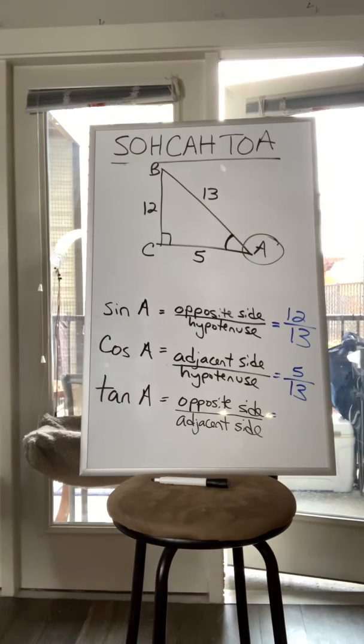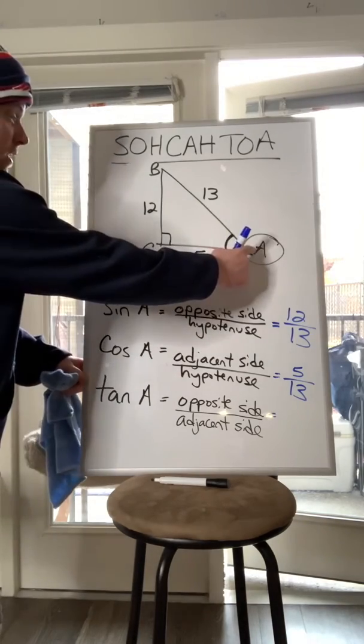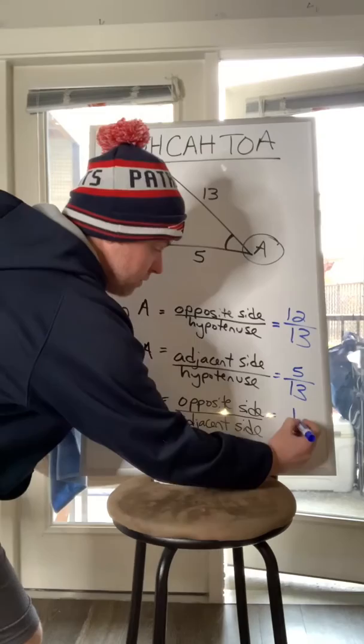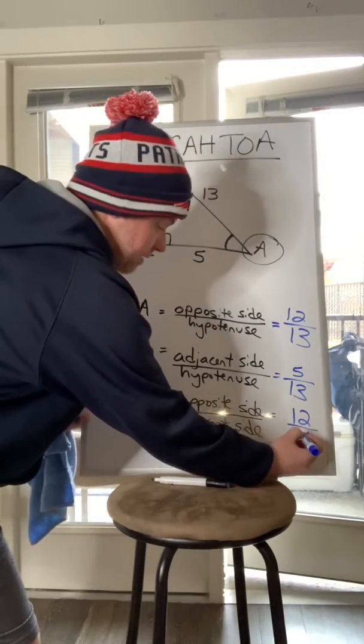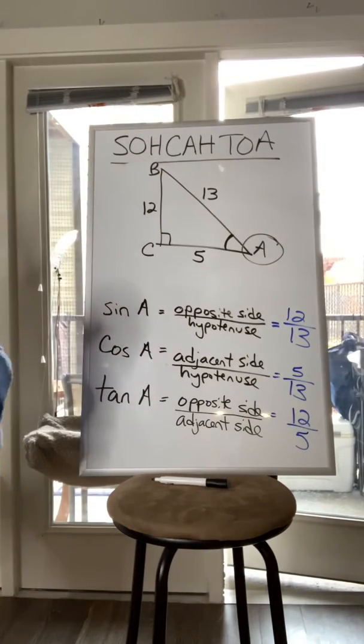And then lastly, the tangent of angle A. Here's angle A. Opposite side is 12, and the adjacent side is 5. So that should be the ratio. Those should be the ratios that you had.